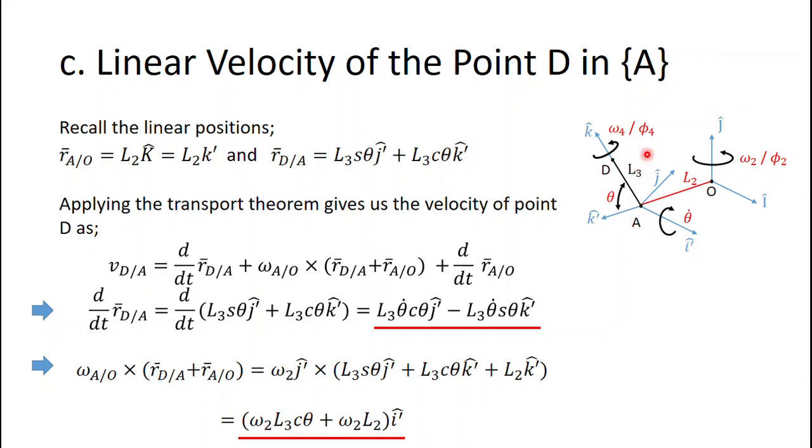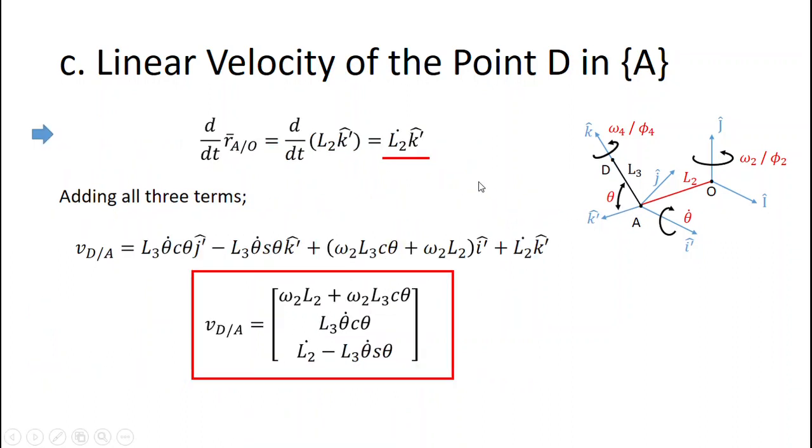It says these are parallel. It is also along the little j prime direction. And then we plug in both of these added together. Now since j cross j is 0, we only get j cross k terms, which are along the I direction, which is omega 2 times L3 cosine of theta plus omega 2 L2. And both of these will be j cross k, which is little i prime.